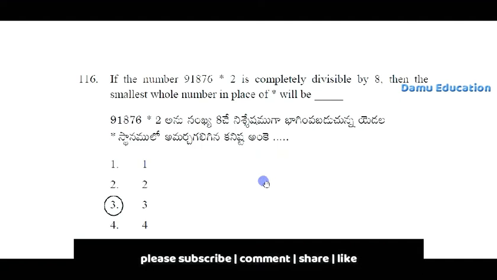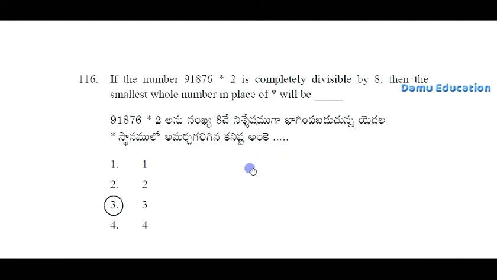If the number 91876 star 2 is completely divisible by 8, then the smallest whole number in place of star will be 3. So you have to check the divisibility rule of 8. What is the divisibility rule of 8? If the last 3 digits are divisible by 8, then the whole number will be divisible by 8. So 6, 3, 2.